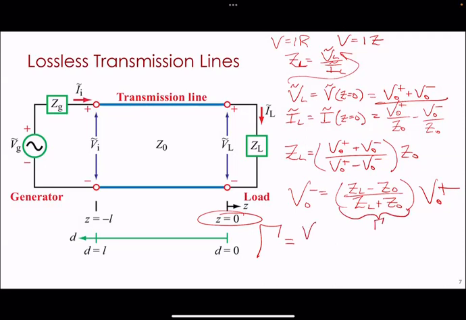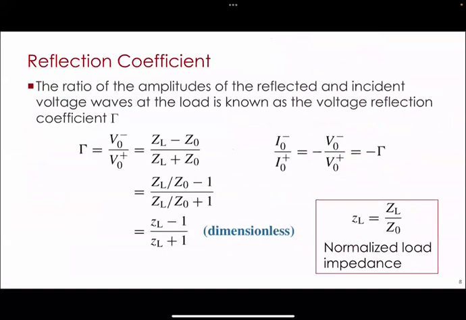So its definition is V0 minus divided by V0 plus, and that equals (ZL minus Z0) over (ZL plus Z0). And we are going to use this thing like crazy. This is exactly the form that I always think about it as, okay? So I have it repeated on the next one, right here.